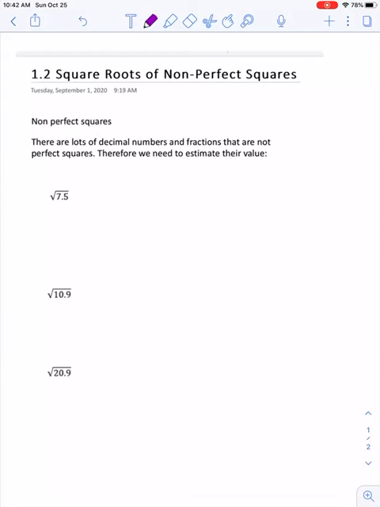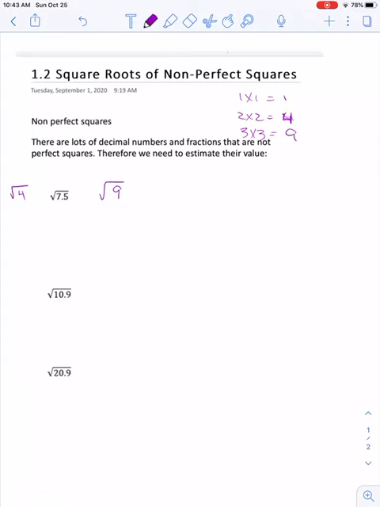So if you remember, we had said that 1 times 1 equals 1, so 1 is a perfect square. 2 times 2 equals 4, so 4 is a perfect square. 3 times 3 equals 9, so 9 is a perfect square. So we need to find the perfect squares. They're the one that comes before and the one that comes after. So here, the square root of 4 would be before, and the square root of 9 would be after.